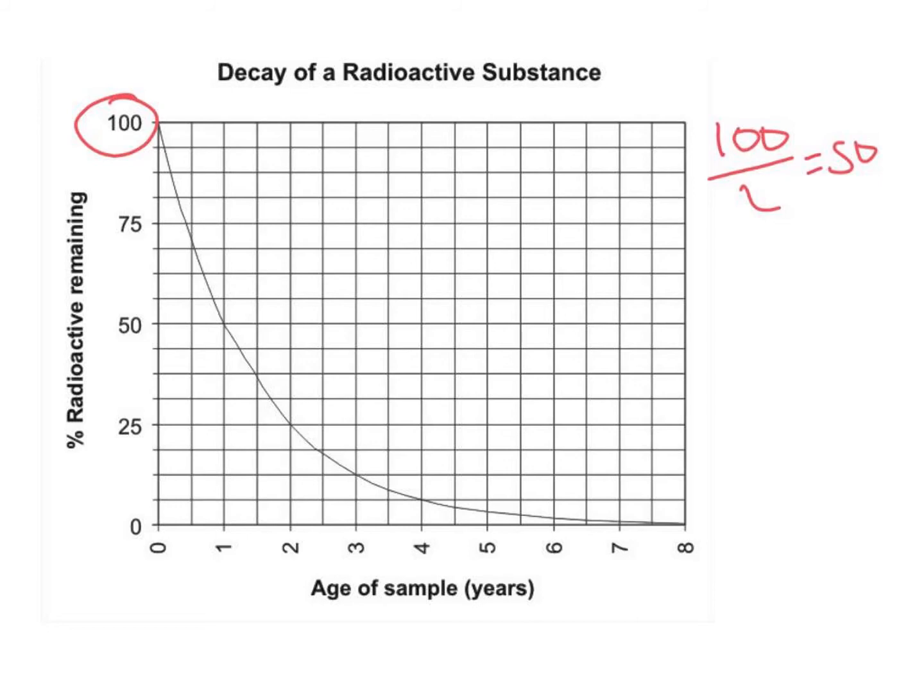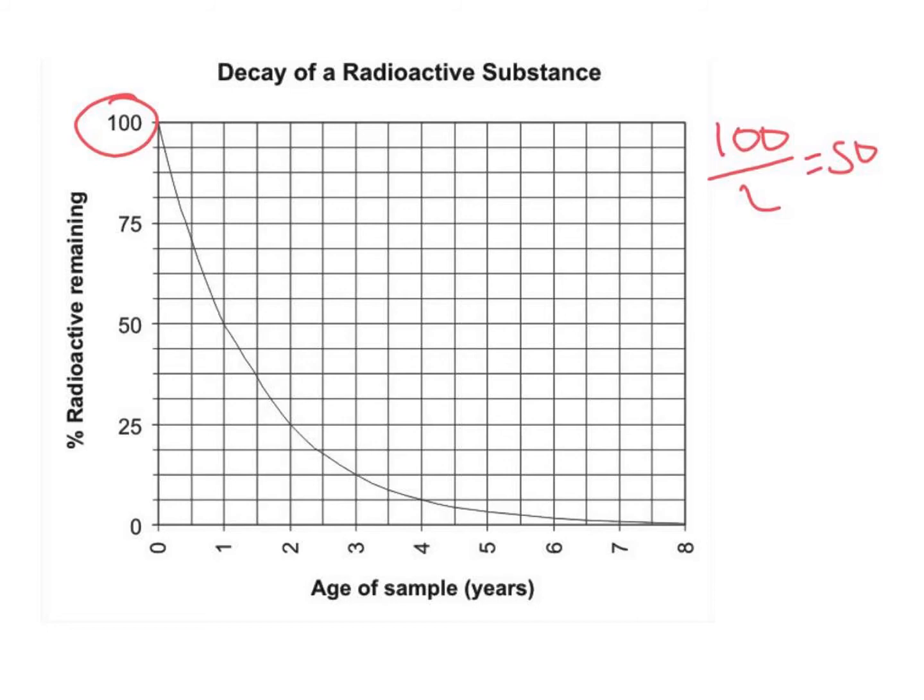So it's 100 at the start, half of 100 is 50. What we want to know is how long has it taken for the activity to drop from 100 to 50. So half of 100 is 50. I come down to 50, I go across to my line of best fit and down to 1. The half-life of this sample is 1.